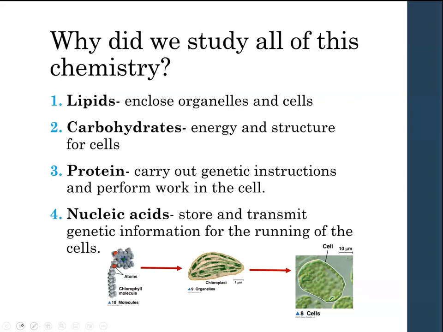So just a quick recap from chapter 3. Lipids are important because they enclose our organelles and our cells. They make up the plasma membrane that surrounds our cells. They make up membranes inside our cells that surround our organelles. Carbohydrates are really important because they provide energy. And we'll spend a whole 2 chapters on energy, actually, learning how cells bring in and convert energy into usable forms and then actually use energy. Carbohydrates also provide structure for some of our cells.